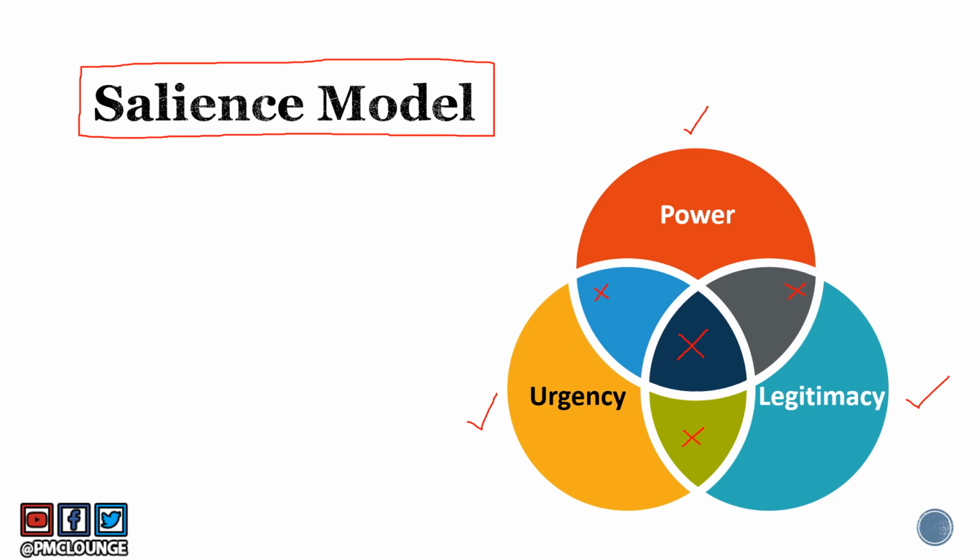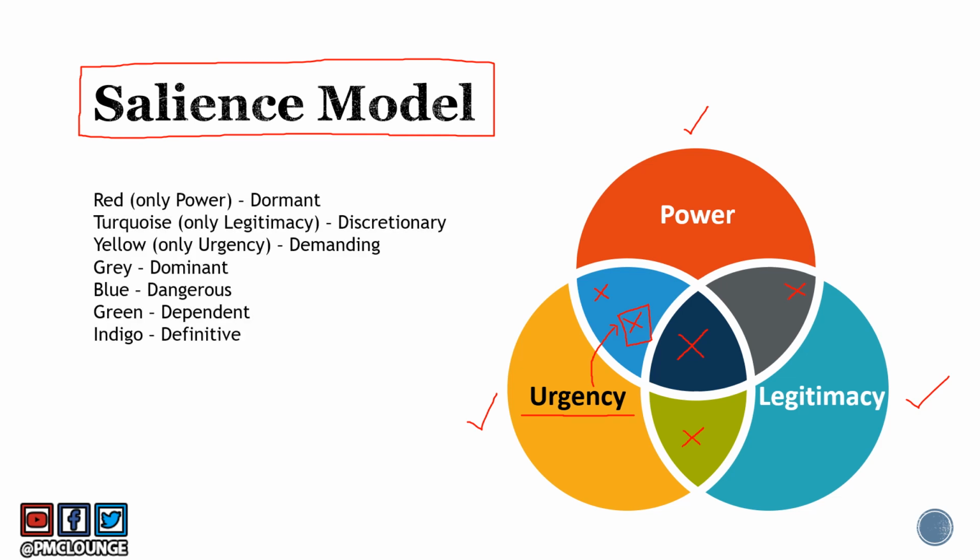Now, in one of the previous slides in this video, we talked about how we received an email from the CEO asking for the status of our project. Although we thought this was something urgent, which would fall here in the urgency area, actually it would fall in the intersection of power and urgency, because in addition to urgency, the CEO possesses a lot of power. So I hope you now understand how helpful the salience model really is.